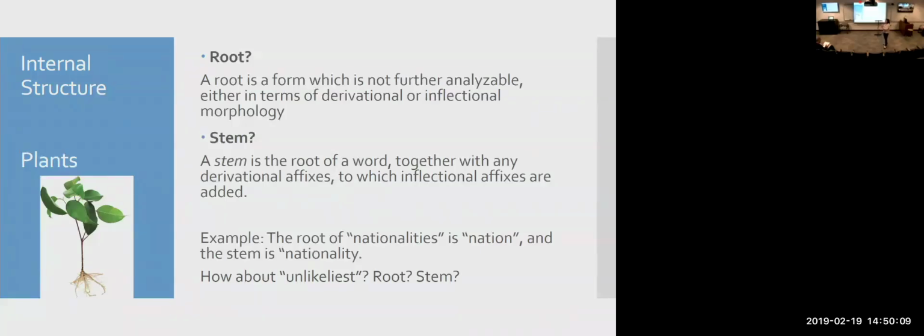Now you know stem is... est shows the superlative form, right? So what do you think the stem is in the word unlikely? You go back to check the definition. A stem is a root of a word together with any derivational affixes to which inflectional affixes are added. So that is to say, you have the root, then you have your derivational affixes, then you are done with the stem. Now I got it. So I will choose unlikely.